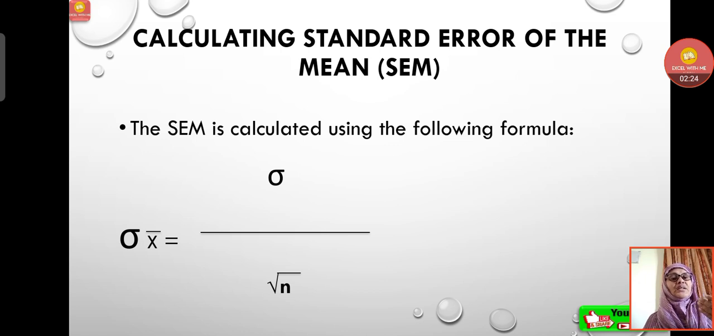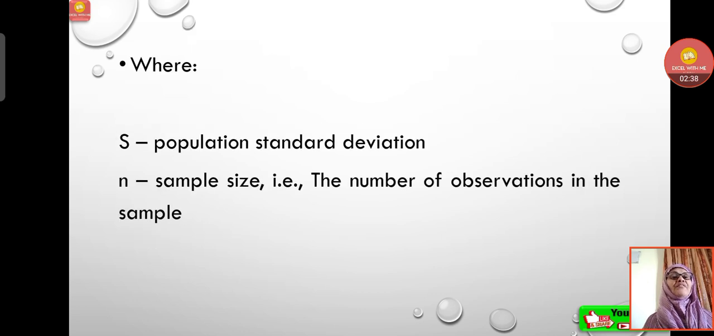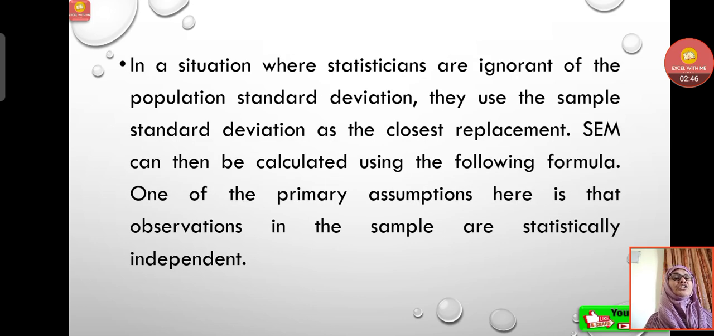Now, what is the formula for calculating the standard error of the mean? SEM is calculated using the formula: standard error of the mean equals standard deviation divided by the square root of n, where S is the population standard deviation and n is the sample size, that is the number of observations in the sample. In a situation where statisticians are ignorant of the population standard deviation, they use the sample standard deviation as the closest replacement. SEM can then be calculated using the following formula.